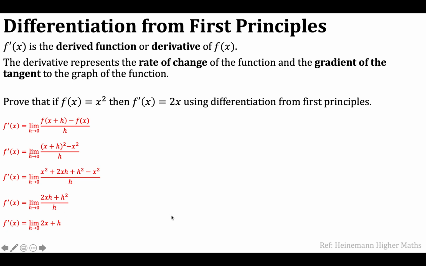So at the moment we've got f dashed of x is equal to the limit of h tending towards 0 of 2x plus h. Now the closer h gets to 0, if h was 0 this wouldn't be here. So as h tends towards 0, we would be left with 2x as required, because that was what we had in the question. We were asked to prove that f dashed of x would be 2x. Okay, so that is a quick introduction to calculus and differentiation from first principles.